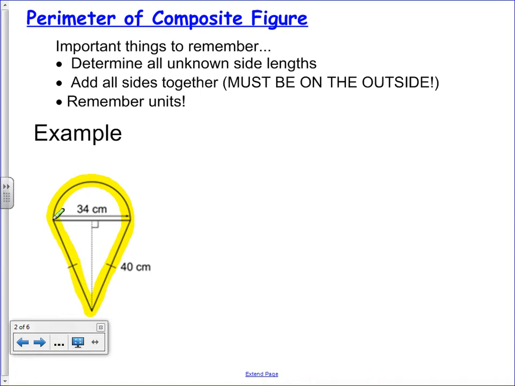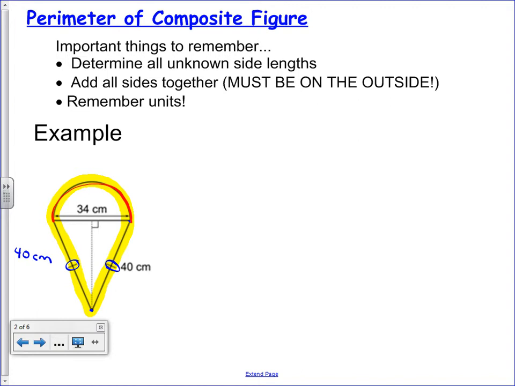The first step here says determine all unknown side lengths. Well, let's start here. I know from here to here is 40 centimeters. Do I know this side length here? What is it? Okay, and how do I know that this is 40? Yeah, I have a tick here and a tick here that each tell me those side lengths are 40 centimeters.